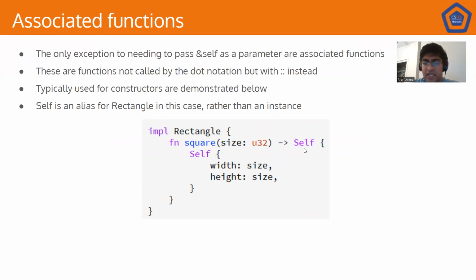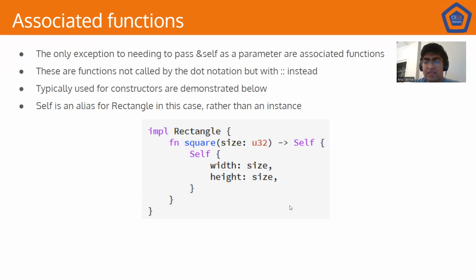And we can see that because of this arrow. It doesn't necessarily have to return an instance. It really just depends on whatever this return value is. This is typically used for constructors, and that's the most common use case for associated functions. So in this case, it would return a Rectangle instance.